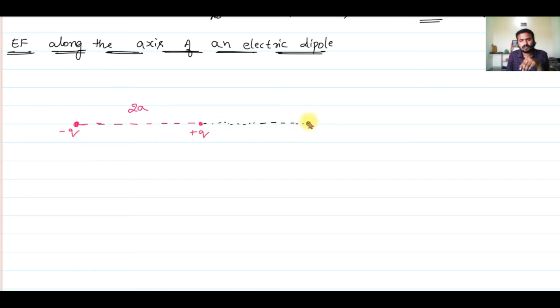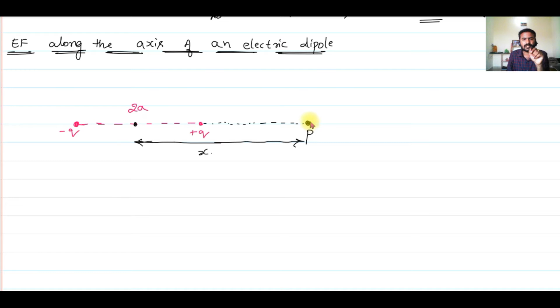Now I want to know how much is the electric field at this point. Okay, so that point is P. At this point I want to know how much is the electric field, and that point, let us say, is at a distance of x. Say that point is at a distance of x from the center. Okay, this point P is on the axial line at a distance x from the center of the electric dipole.